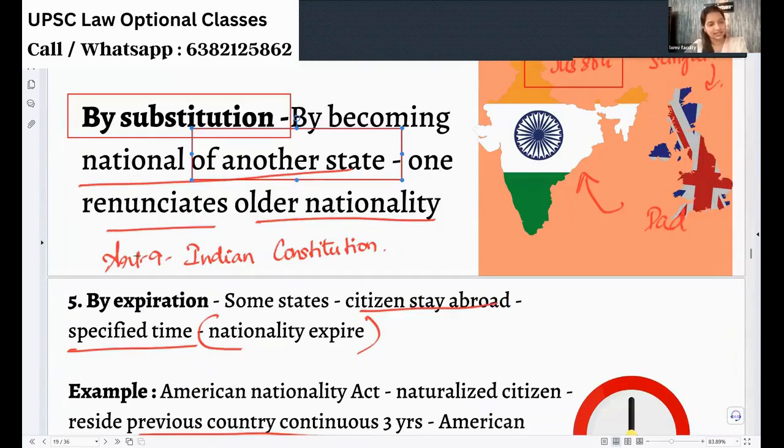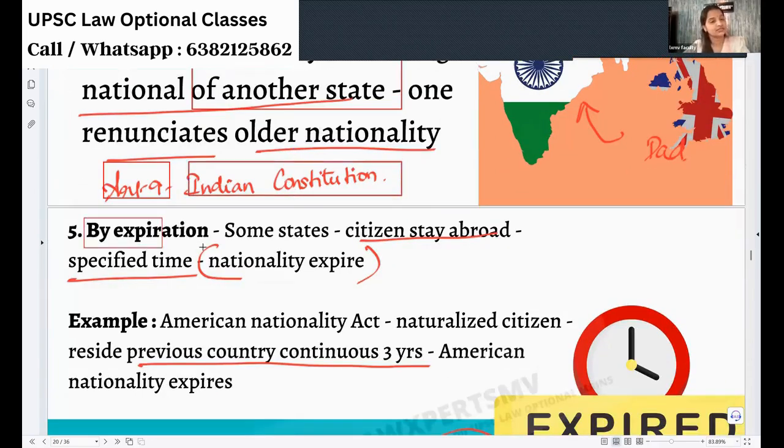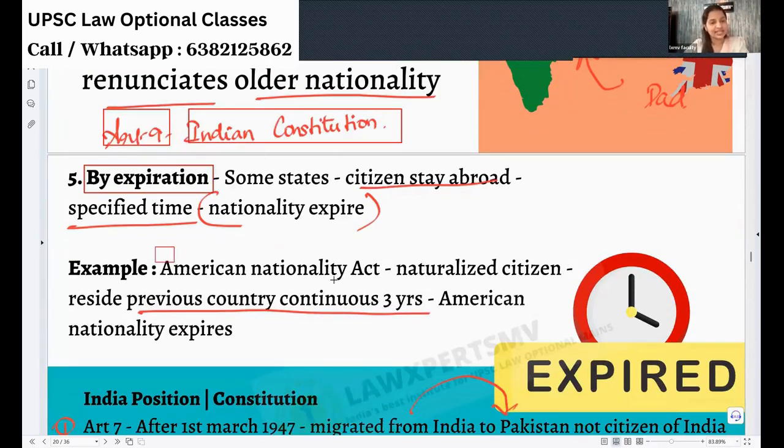Okay. And for substitution, write Article 9 of the Indian Constitution, which says that once you voluntarily acquire citizenship of a foreign nation, automatically you lose the citizenship of India. Okay, that is Article 9. Next, by expiration. There will be a lot of countries, especially the American Nationality Act has this clause. If you are a citizen of America, but you continuously stay in your previous country for 3 years, then your citizenship in America will expire. You are my citizen, you have to stay here, but you are choosing another place to stay continuously for 3 years, then your nationality here in America will expire. Each nation state will have separate domestic rules like this. Okay, this is one example. By expiration.